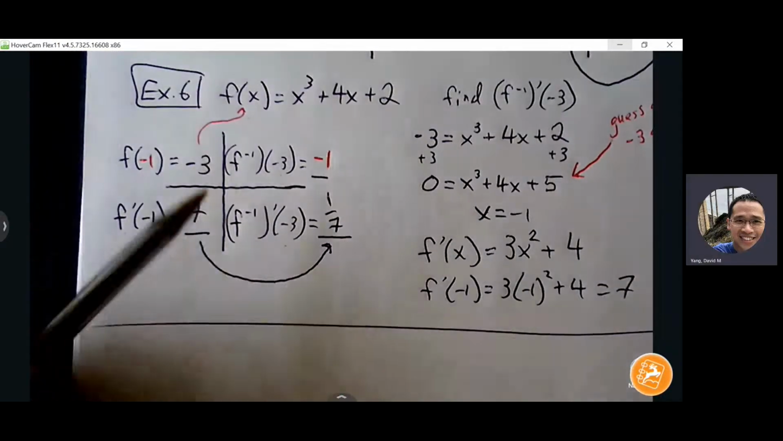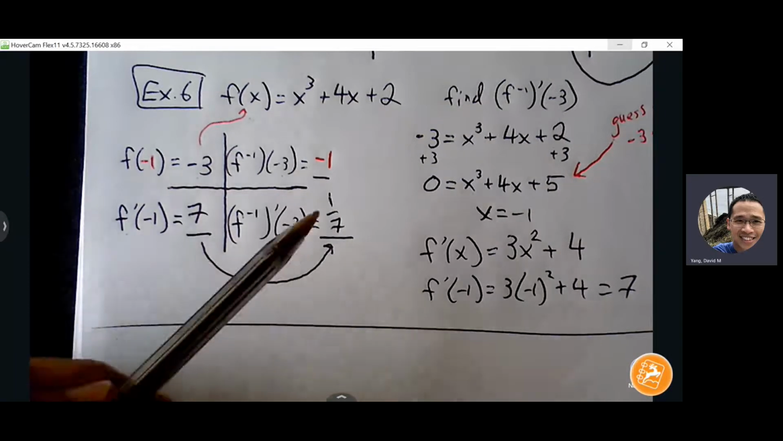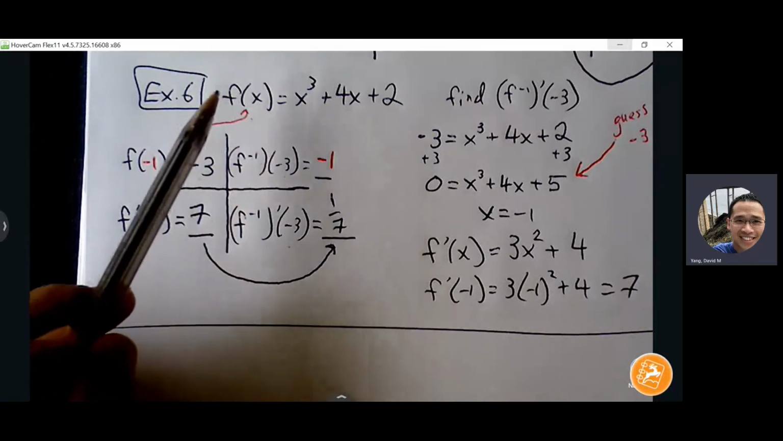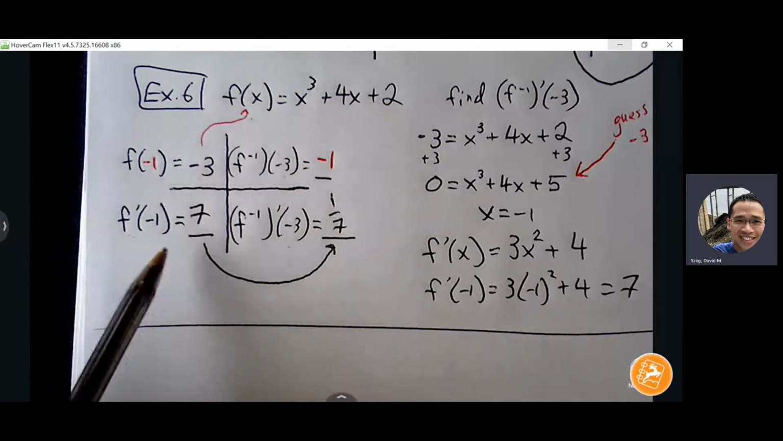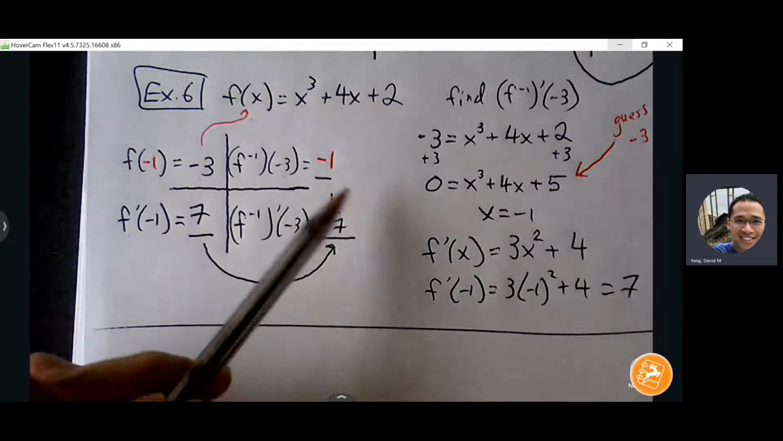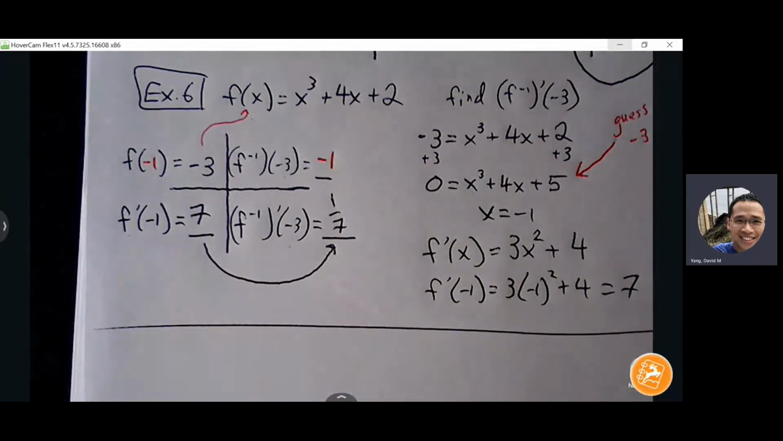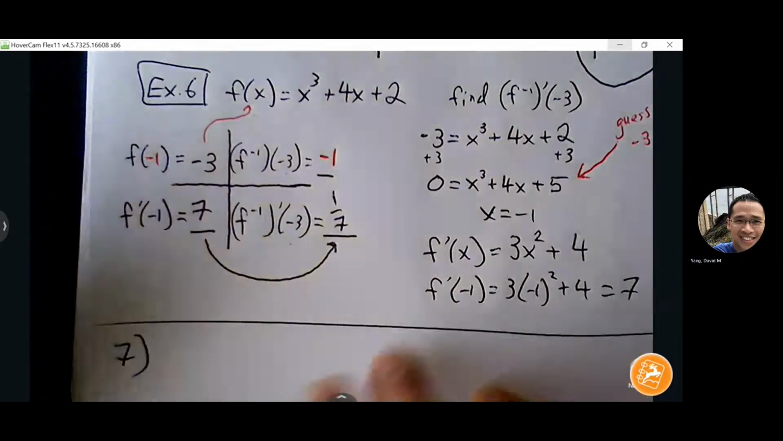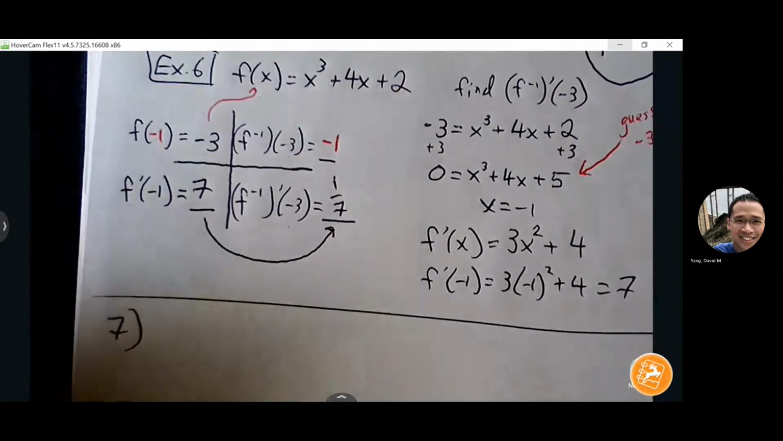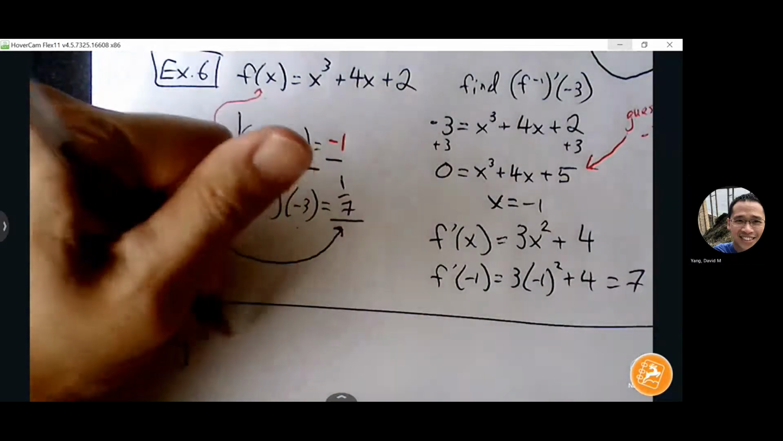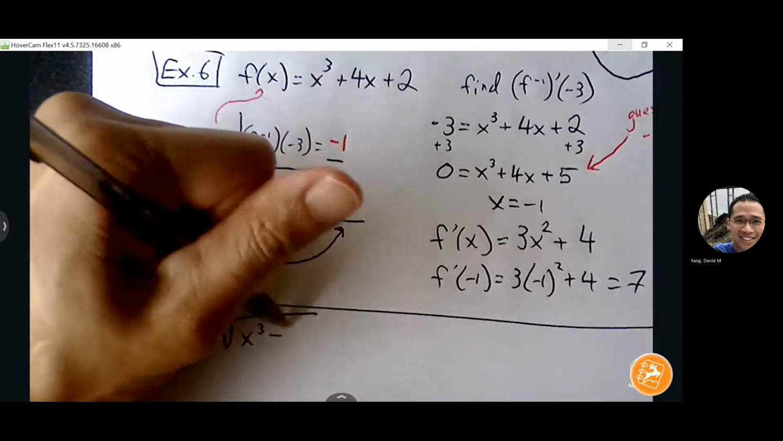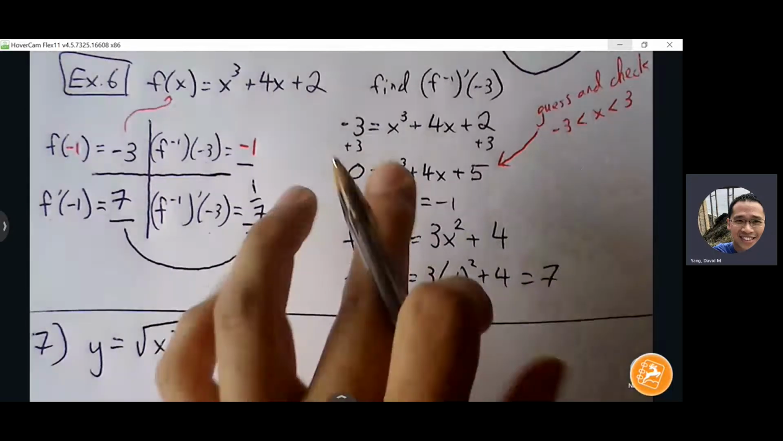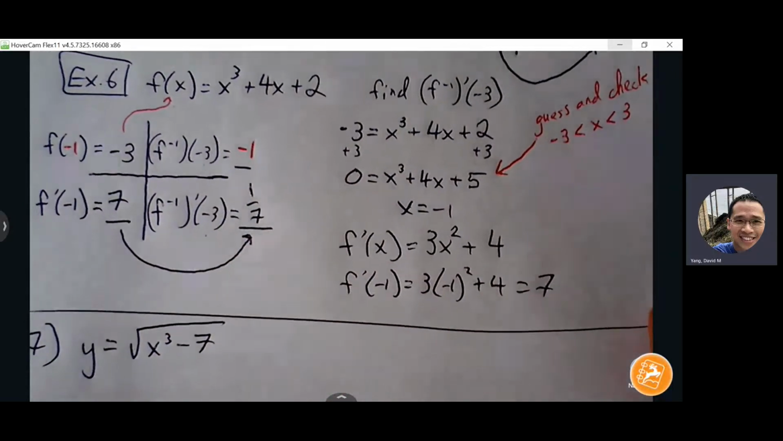I like to use this chart to help me organize my information. I know ultimately I'm going to end up here, so I'm going to go around and gather information. By the time I make my way full circle, I have enough information to reach what I'm looking for. So let's try example 7. Not every problem is going to be a guess and check. It's just that some problems end up being that way. You're going to see that in your textbook as well.